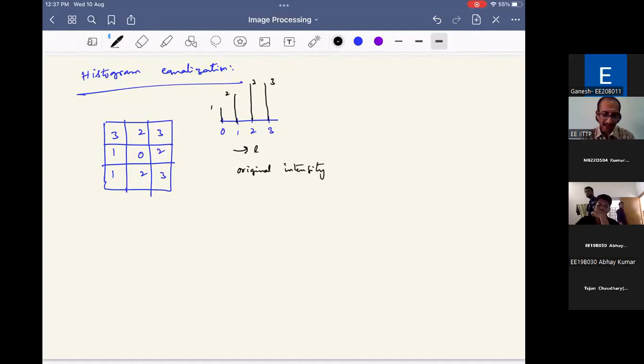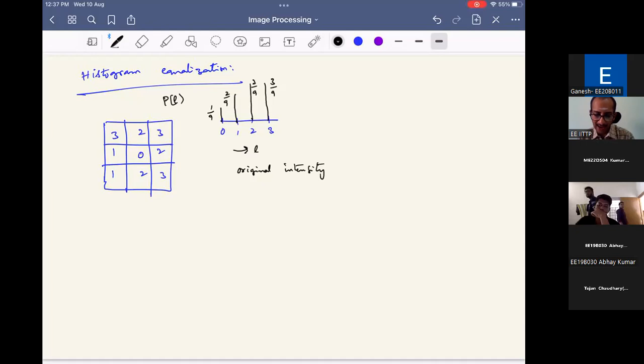Okay, and then the class frequency plot. So I write here P of L. However, I have denoted only the intensity values here. Of course, we can also write 1 by 9, 2 by 9. So if you want to be more specific, 3 by 9 and 3 by 9. Okay, these are the class frequencies.